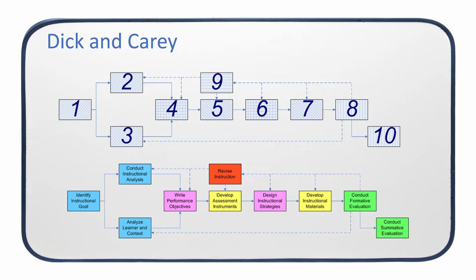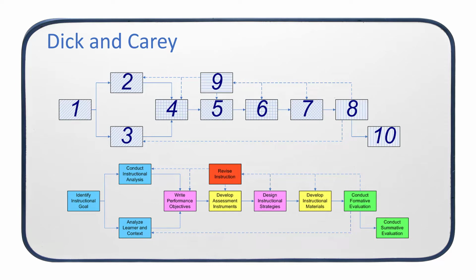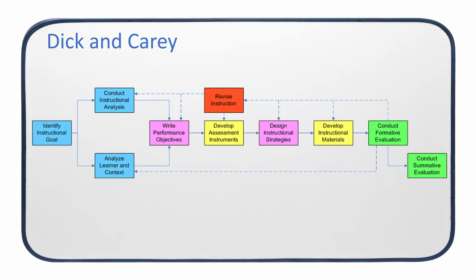So the first one I want to talk about is called the Dick and Carey model. This comes from the book, The Systematic Design of Instruction. And this is actually the model that I learned as part of my master's program. So the Dick and Carey model is a 10-step model. And as you can see, a lot of the pieces of this model are similar to ADDIE.